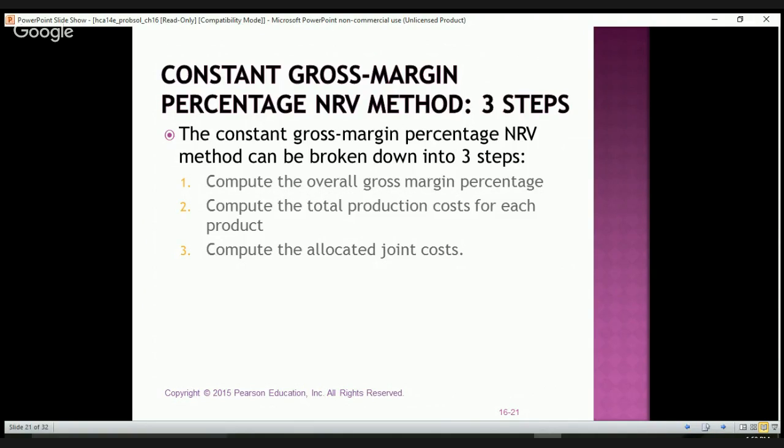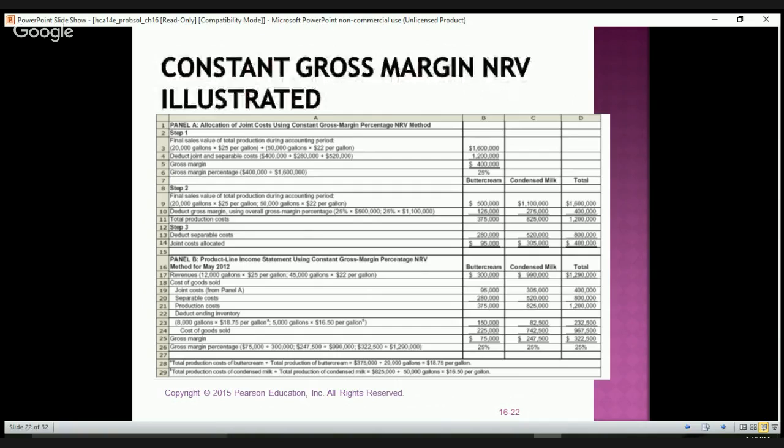In this example, we see the 3 steps just discussed. The constant gross margin NRV method is the only method whereby products can receive negative allocation. This is Exhibit 16-7 on page 642 in your book.